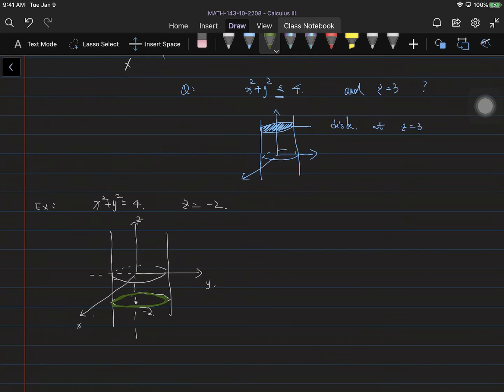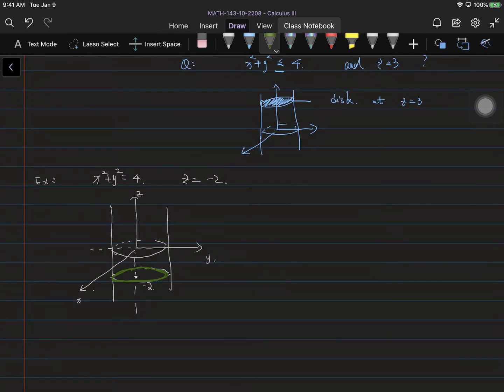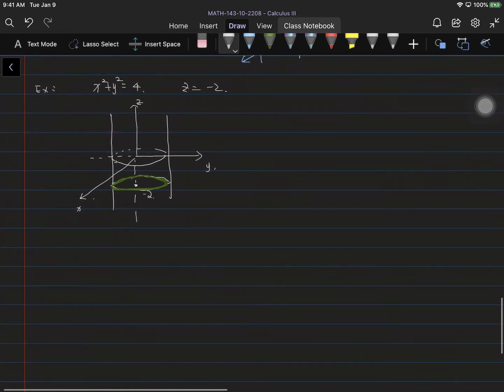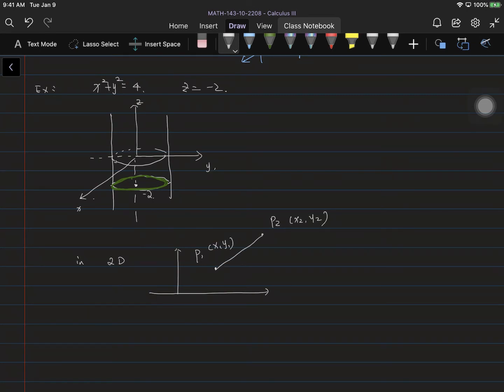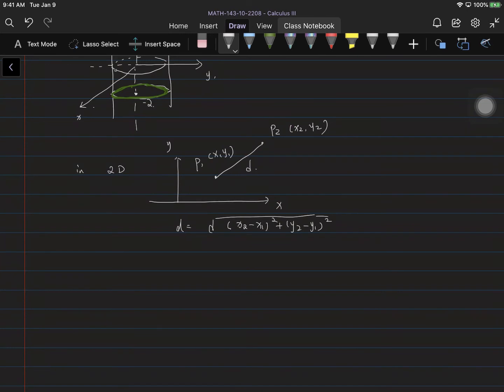Okay, now we are going to do the distance in 3D. So in 2D, let's have a quick review. In 2D, if we have 2 points, P1 and P2, where P1 is given by x1, y1 and P2 by x2, y2, do you still remember what the distance between those two is? So the distance is given by the formula here: the square root of x2 minus x1 squared plus y2 minus y1 squared, right? So this is the formula for the distance in 2D.